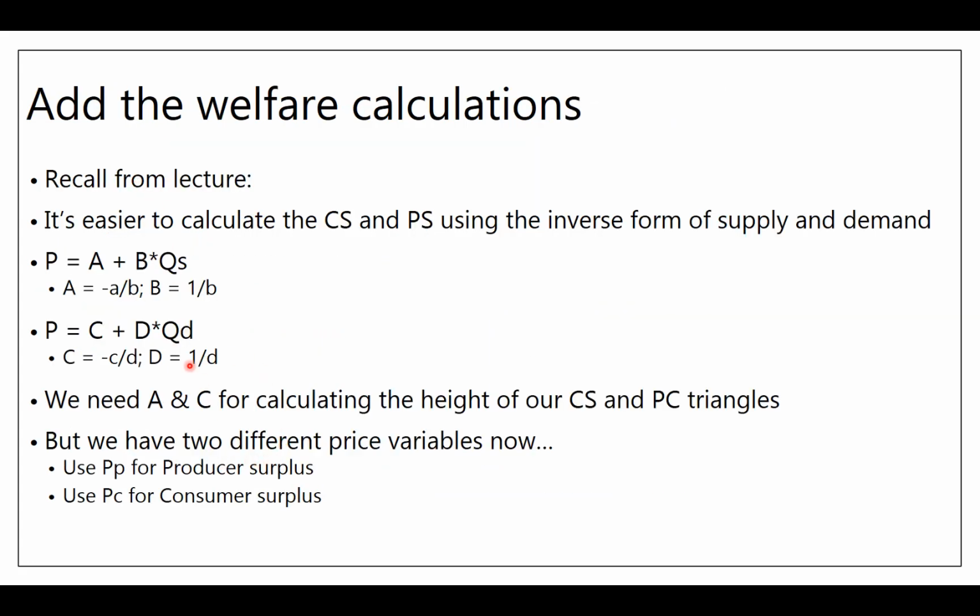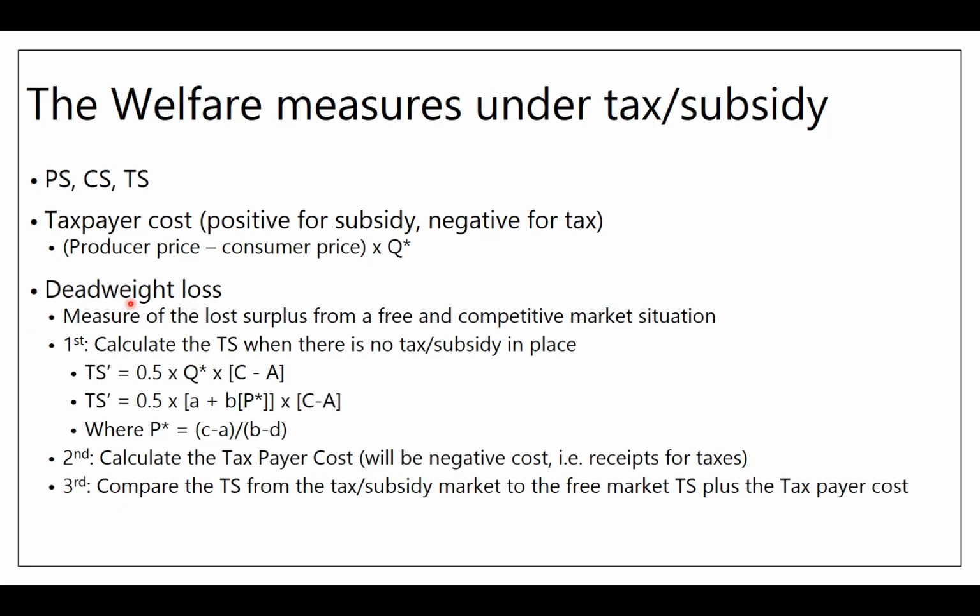Backing up. If we're going to calculate the surplus measures, we're going to do it relative to, for the producer surplus, this being the price they observe, and for consumer surplus, this being the price they observe. And then total surplus will still just be add up the producer surplus and the consumer surplus. Now we have a couple other things we want to consider.